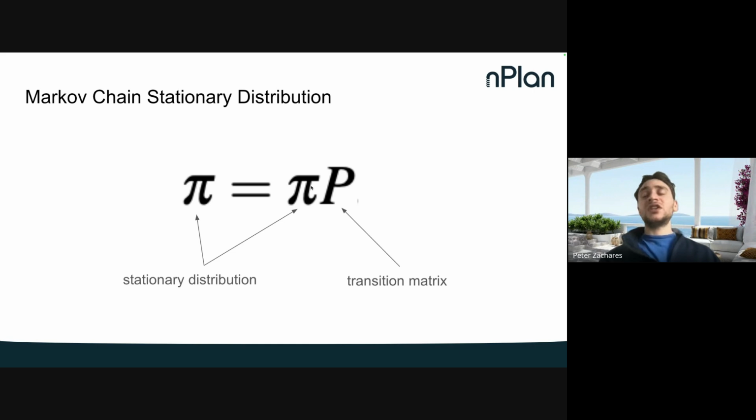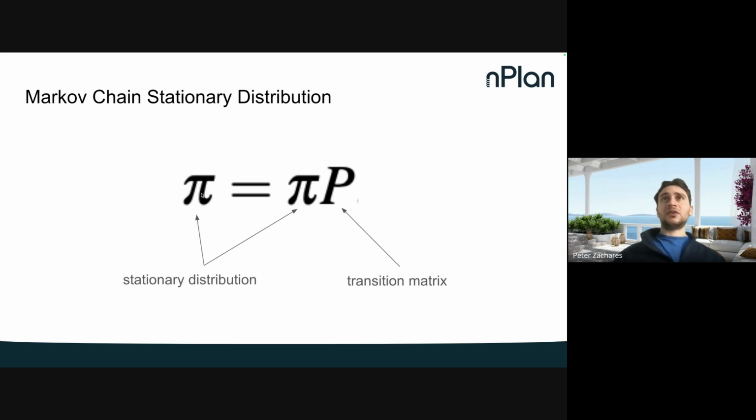And then you have your stationary distribution, which is a vector that gives the probability, the frequency, that you're going to be in each state. So maybe half of the time you're in A and half of the time you're in B. And basically what a stationary distribution means is you can multiply the stationary distribution by the transition matrix, and it returns the stationary distribution.